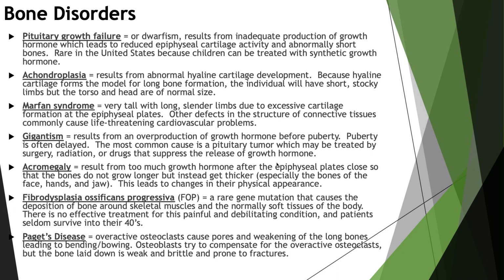You have achondroplasia, which results from an abnormal hyaline cartilage development, and because hyaline cartilage forms the model for long bone formation, the individual will have short, stocky limbs, but the torso and the head are usually normal size. You can have Marfan syndrome, in which individuals are very tall with long, slender limbs due to an excessive cartilage formation at the epiphyseal plates. Other defects in the structure of connective tissues commonly cause life-threatening cardiovascular problems.